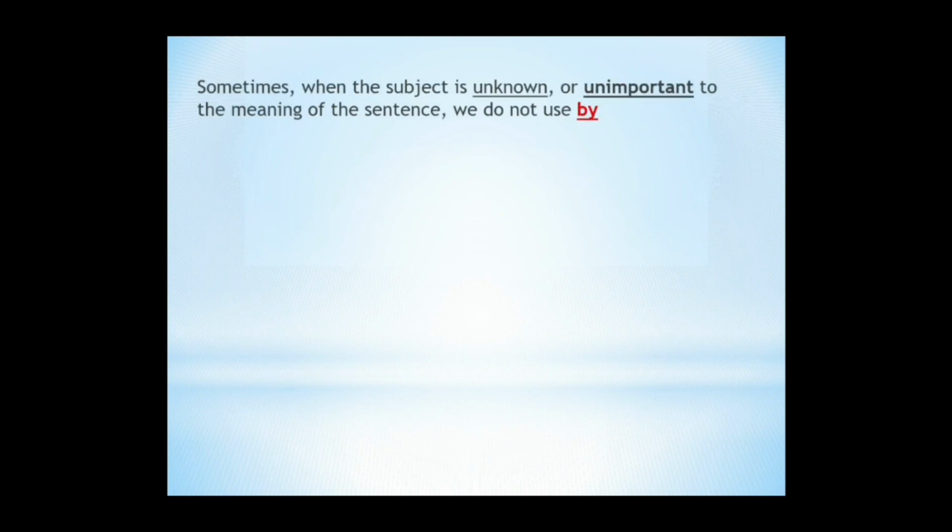Sometimes when the subject is unknown or unimportant to the meaning of the sentence, we don't use by and we don't put the subject. For example, this sweater is made in China. This sweater is the object, is made is the verb. Do we have a subject here? No. Do we know who made the sweater? No. So we don't care about the subject here.